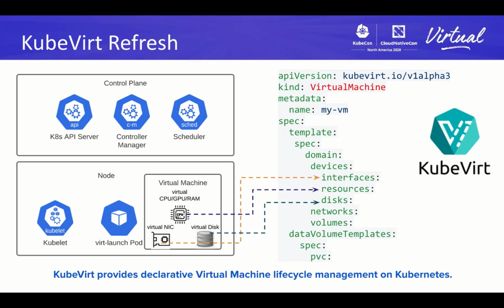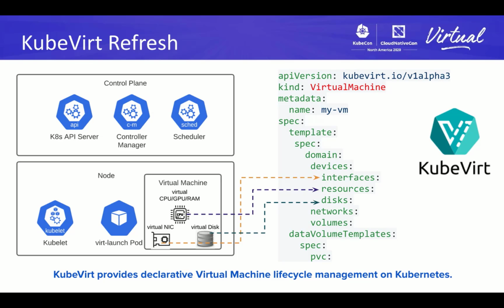KubeVirt joined the CNCF sandbox over a year ago, in 2019. It enables workloads that run inside of VMs to be deployed on the same Kubernetes cluster as containers are running. It uses some of the Kubernetes native objects, such as pods, volume claims, and resource claims. It provides a convenient way to describe virtual machine configurations and their states.